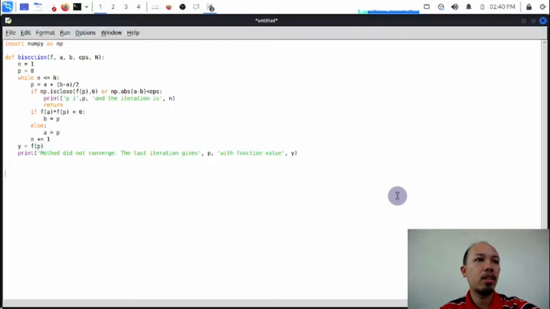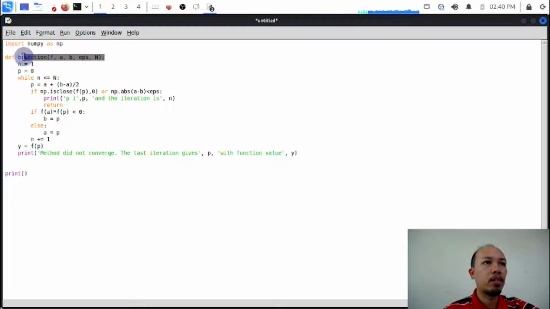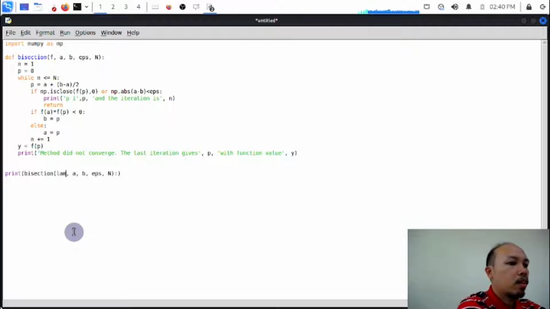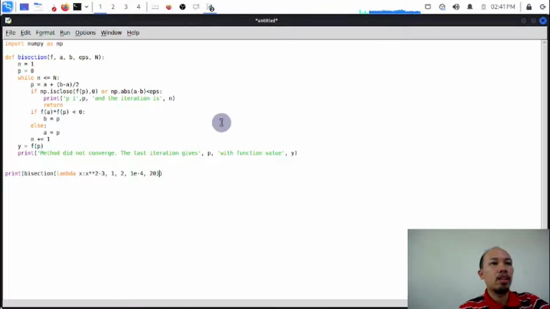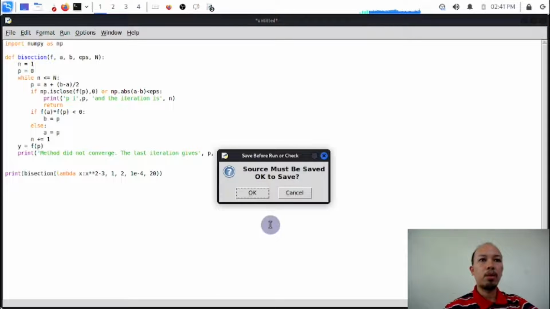And then after this, we have to print this one here. For example, copy. Let's define our function with lambda. We already know how to use the lambda function. Lambda x, let's say x squared minus 3, the one that we have in the other example in the open board. And let's try 1, 2, and our tolerance is, let's say, 1e minus 4, and we have iteration, we have 20, and let's erase this one here. First, let's run this code. I hope there will be no error.